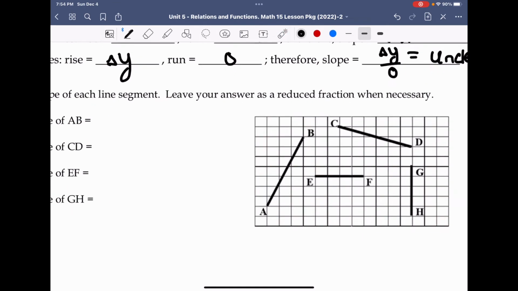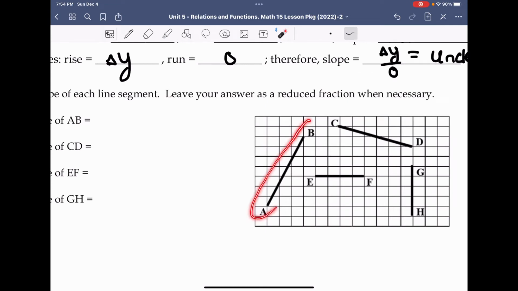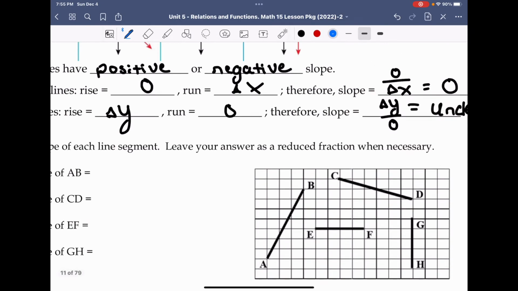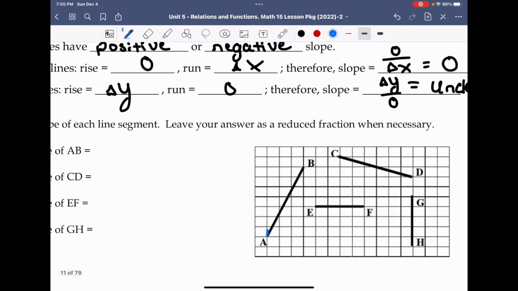So let's consider A to B, our first example here. Well, A to B is increasing from left to right, so we should expect a positive slope, and now we just have to count how many units it goes up versus over, or the change in y over the change in x. It looks like we go up 1, 2, 3, 4, 5, 6, 7 units upwards, and then 3 units over, meaning the slope is 7 over 3 for AB.